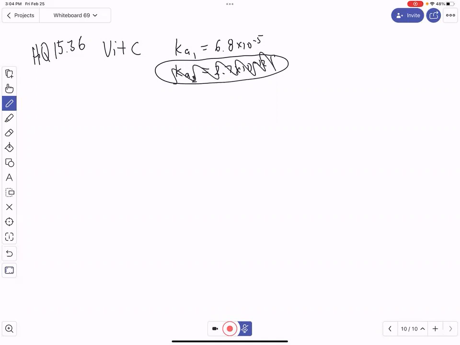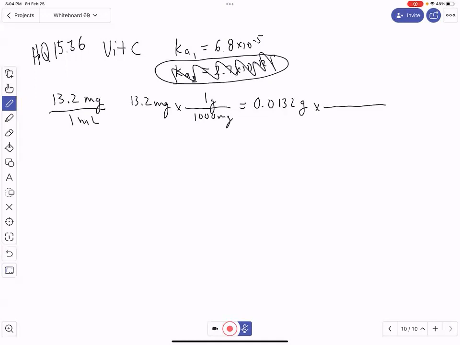And now, right, how much vitamin C do we have in this solution? It's 13.2 milligrams per 1 milliliter. So this tells us we've got 13.2 milligrams in 1 milliliter of solution. So we have to find concentration. So 13.2 milligrams, right? We know for every 1,000 milligrams, I've got 1 gram. So I've got 0.0132 grams of vitamin C.